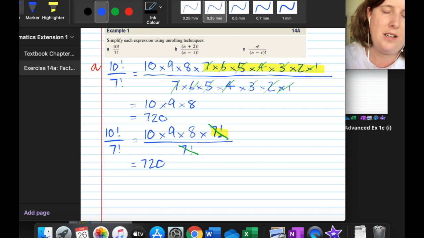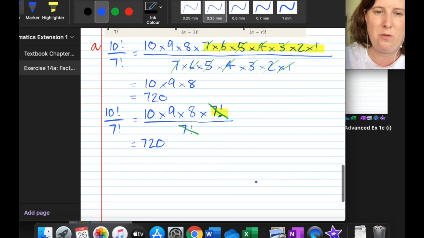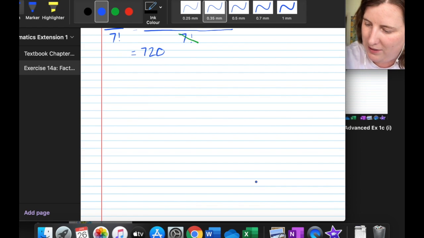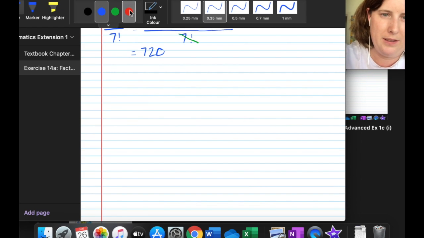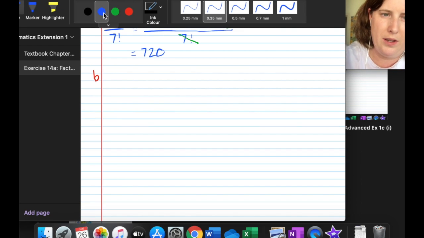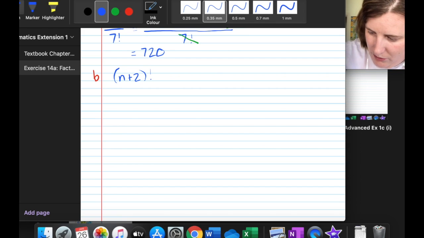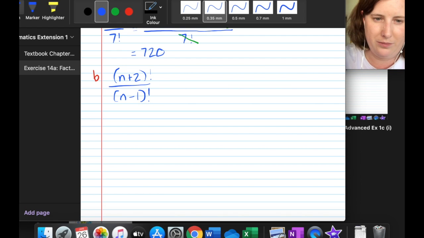Yes, you could just do this in your calculator, I know, but doing it in your calculator is not going to teach you what we do for the next one. n plus 2 factorial over n take 1 factorial. I'm going to rewrite this. So, we have n plus 2 factorial over n minus 1 factorial. Now, this is generalized with letters.